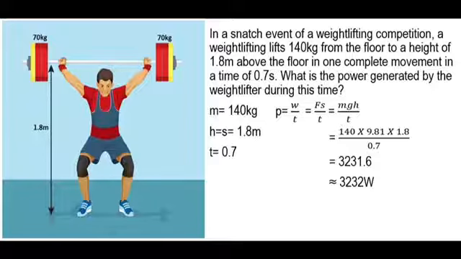From the information, we can use the formula power equal to mgs over T. We just substitute the values that we got: 140 times 9.81 as gravity times 1.8 over 0.7. So we just use a calculator and we get 3232 watt.